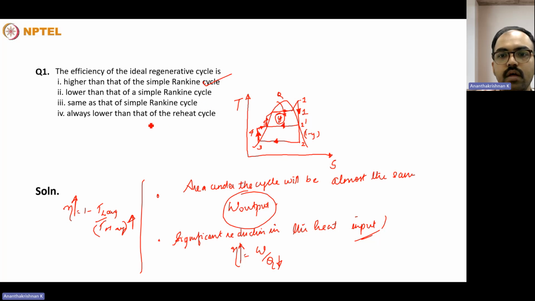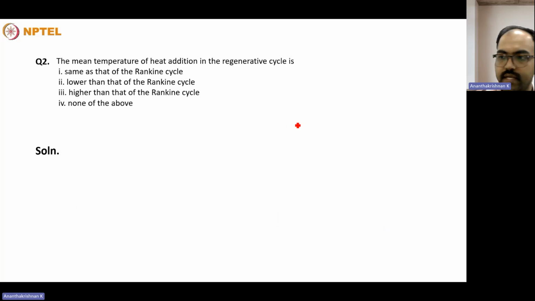So the other two options are wrong. It will always be lower than that of the reheat cycle? No, we can't say that, because reheat cycle actually means that the exit of the turbine will be slightly more towards the vapor side. So it improves the quality. It doesn't always guarantee an increase in efficiency. So this is not right. So option 1 is right. That's the only solution. Now we can move to the second problem.